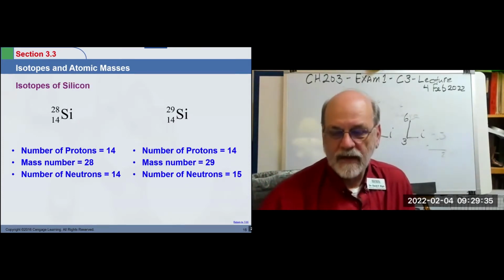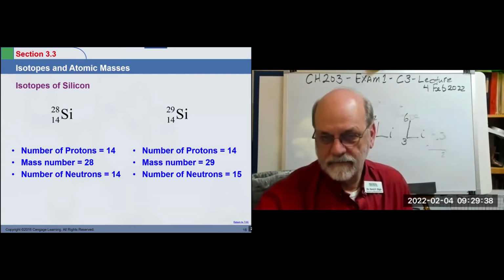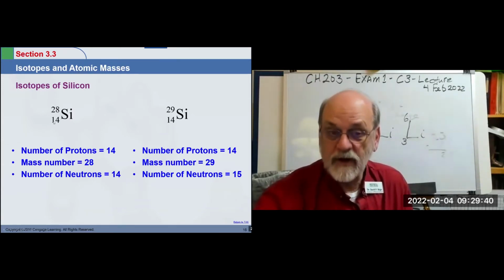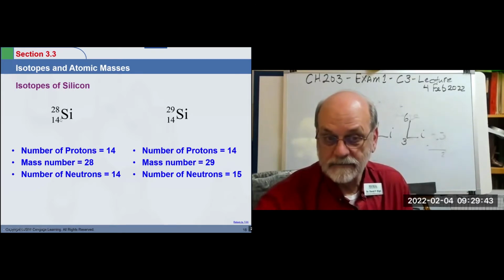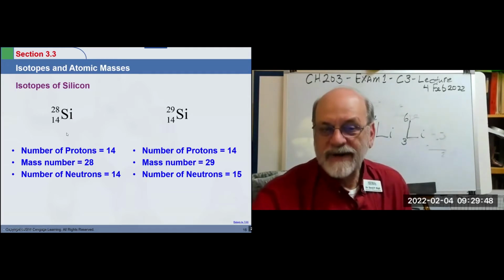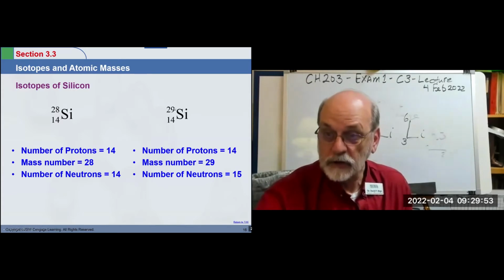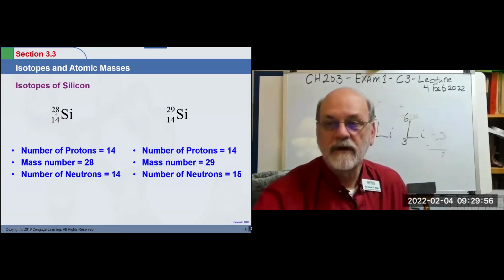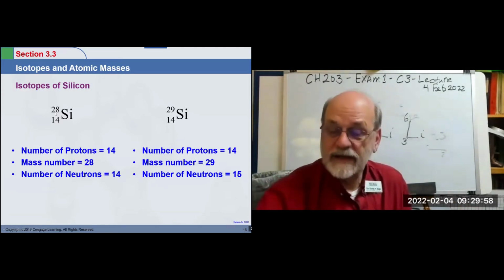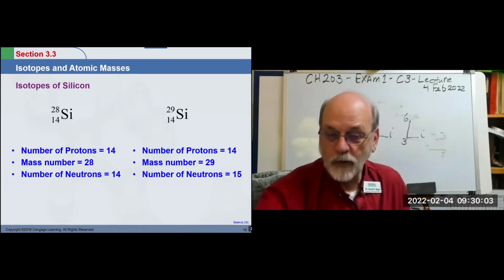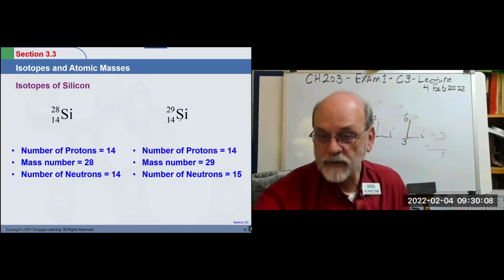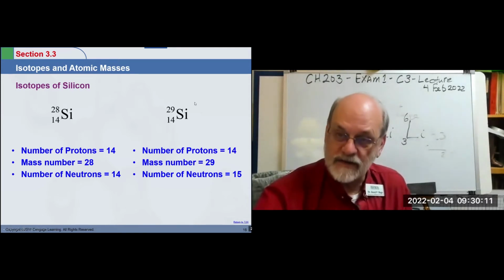All right. Here's another example, silicon. Right? We know it's silicon because it has 14 protons right here. But it has a different number of neutrons because the mass number is different. That's the clue. The mass number is different. It's a different isotope. And we can calculate the number of neutrons. We just subtract 14 from 28 and we get 14 neutrons for this isotope. And we subtract 14 from 29 and get 15 neutrons for this isotope.